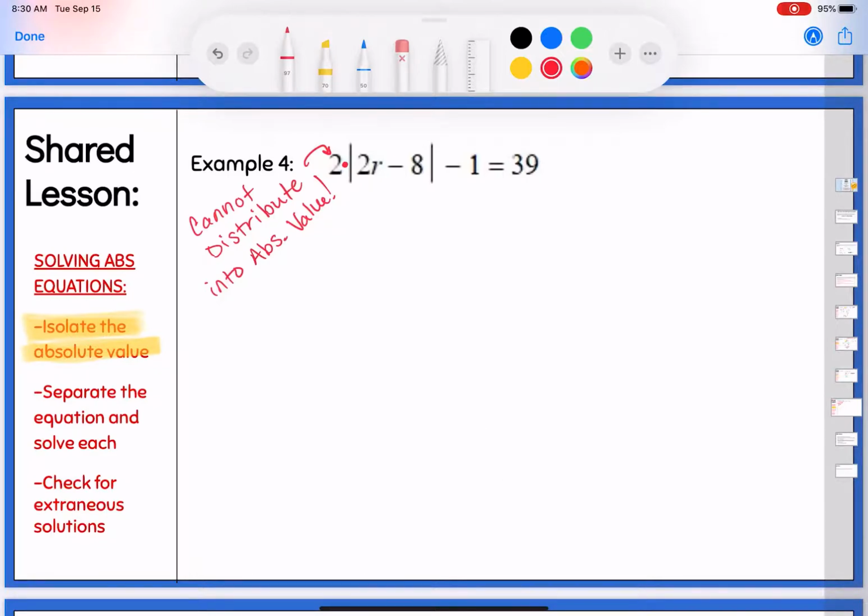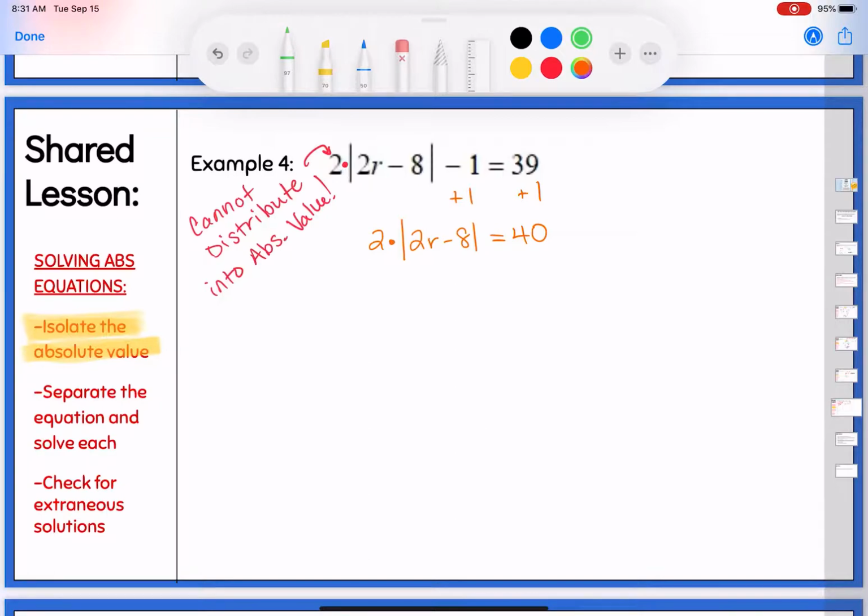Now this 2 times is real tight to that absolute value. The minus 1 is kind of looser. And if I do the operations in inverse order, like we were supposed to do in solving, then I would have to move the 1 first. I like to think of it as getting rid of the loose guys. We got to move the loose guys before we move the tight guys. So the first thing I'm going to do is add 1 to both sides. So I still have my 2 times the absolute value of 2r minus 8 equals 40.